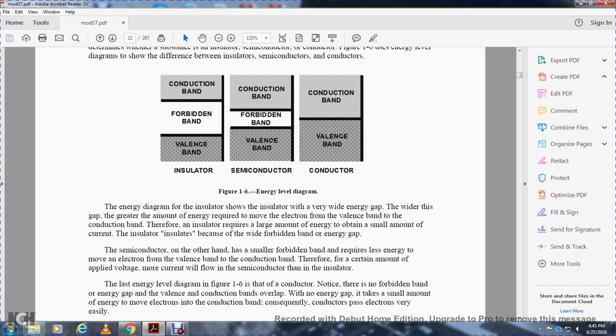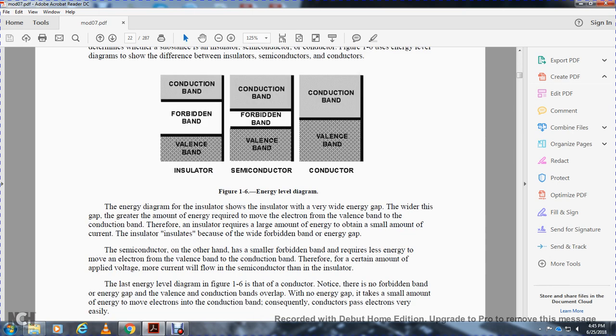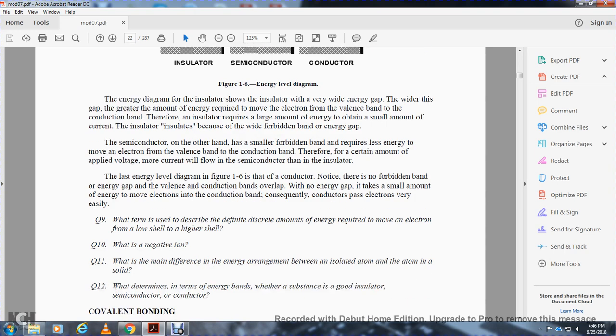The semiconductor, on the other hand, has a small forbidden band and requires less energy to move the electron from the valence band to the conduction band. Therefore, for a certain amount of applied voltage, more current will flow in the semiconductor than in the insulator. The last energy diagram in Figure 1-6 is for the conductor. Notice that there is no forbidden band or energy gap, as the valence and conduction bands overlap. It takes only a small amount of energy to move an electron to the conduction band. Consequently, conductors pass electrons very easily.